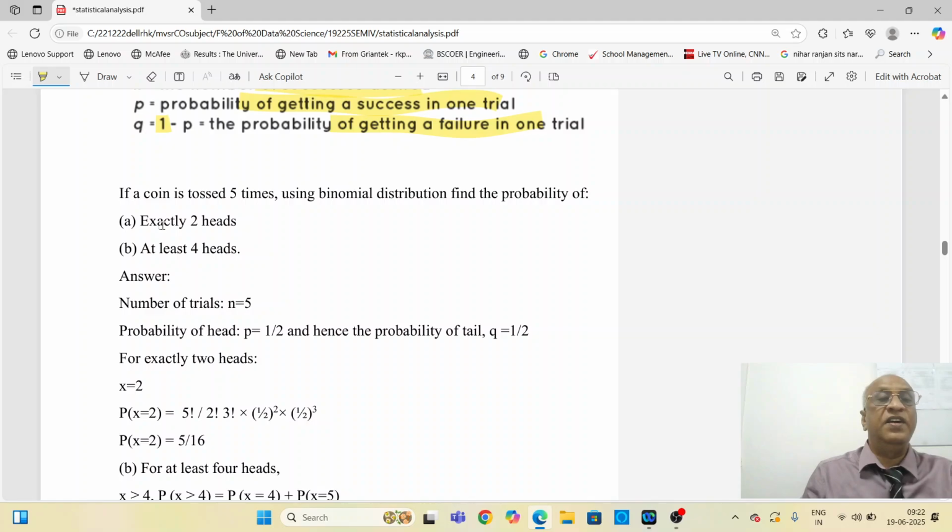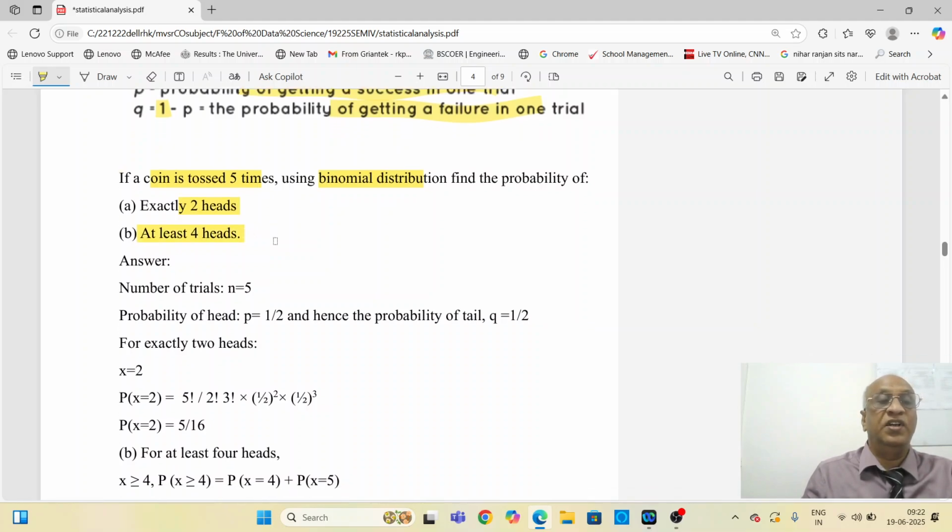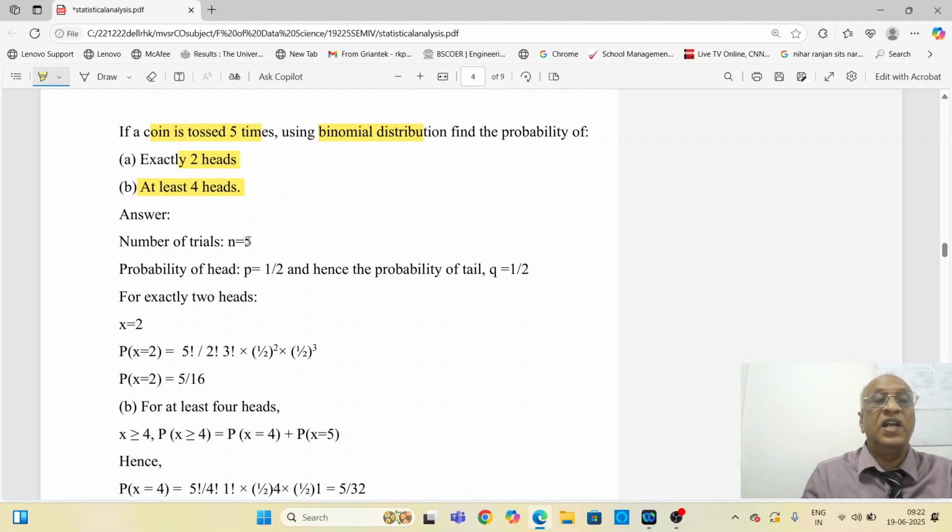So let us say we have tossed a coin 5 times. We have to find, using binomial distribution, the probability of exactly 2 heads or the probability of at least 4 heads. So how many trials are there here? 5. So the value of n is 5. What is the probability of head? That is 50%, 1 by 2.